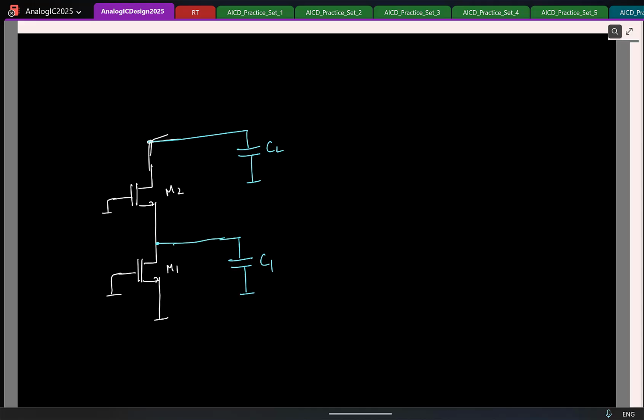So again, for zero location, I'll specify the input and output. This is my input, this is my output. So can you tell me how many zeros I'll have here? 1, 2, 3, 4.